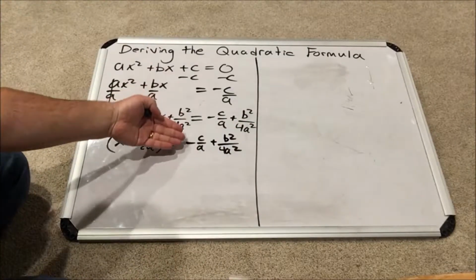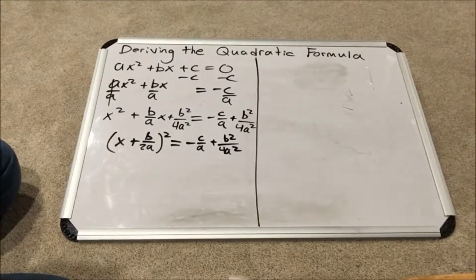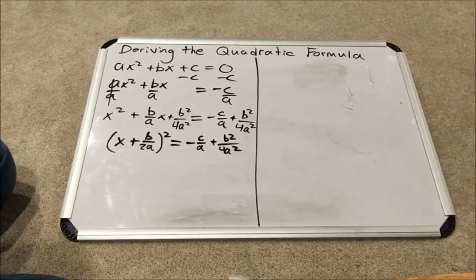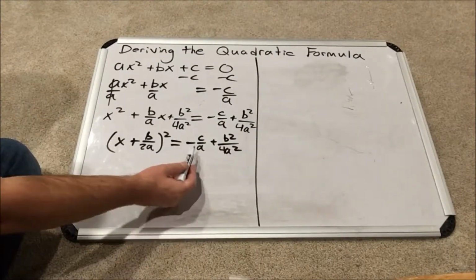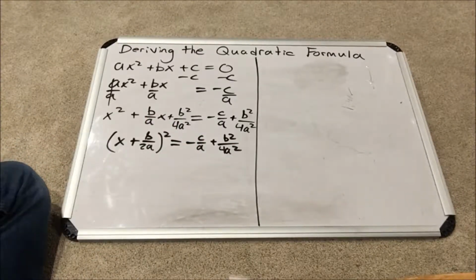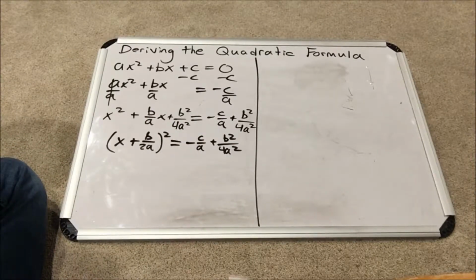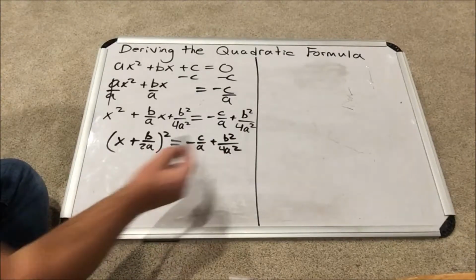Now, we want to start working on the right side because it's messy. First thing that's messy about it is that these fractions cannot be added together in their form because they do not have the same denominator. We need a common denominator. A and 4a squared, what is the least common multiple of those two? Meaning the smallest number that is a multiple of both of these terms.